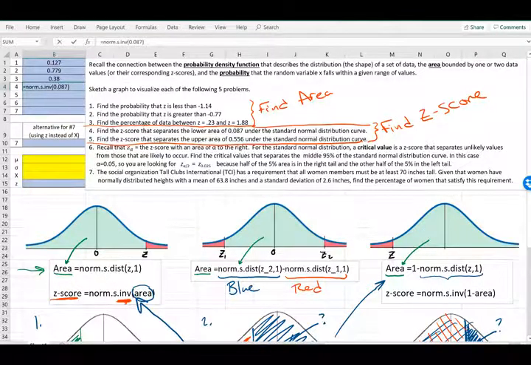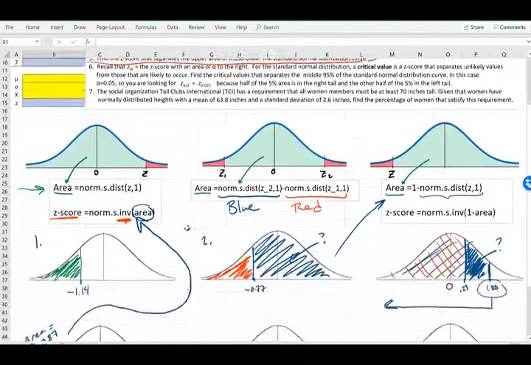And we should definitely be expecting a negative z-score because it's to the left of 0. And yep, negative 1.36. All right, so number 5 is similar. We're looking for the z-score, except we're given the upper area. We want the z-score that separates the upper area of 0.556, or a little more than 55%.